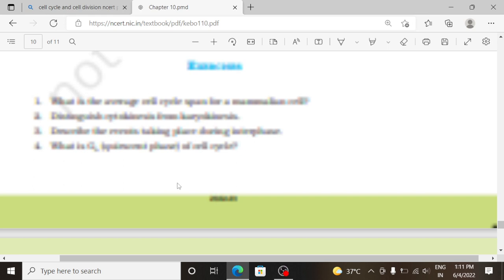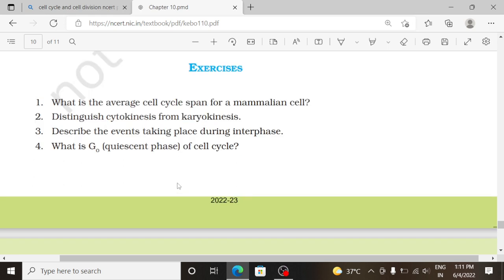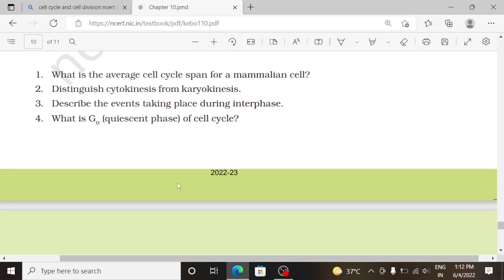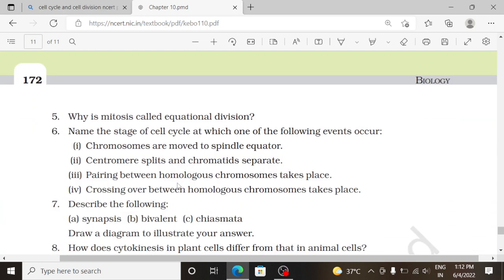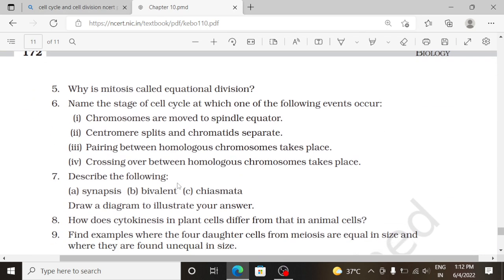Let us read the exercise. First question is, what is the average cell cycle span for a mammalian cell? Second, distinguish cytokinesis from karyokinesis. Third, describe the events taking place during interphase. Fourth, what is G0, the quiescent phase of the cell cycle? Fifth, why is mitosis called equational division?